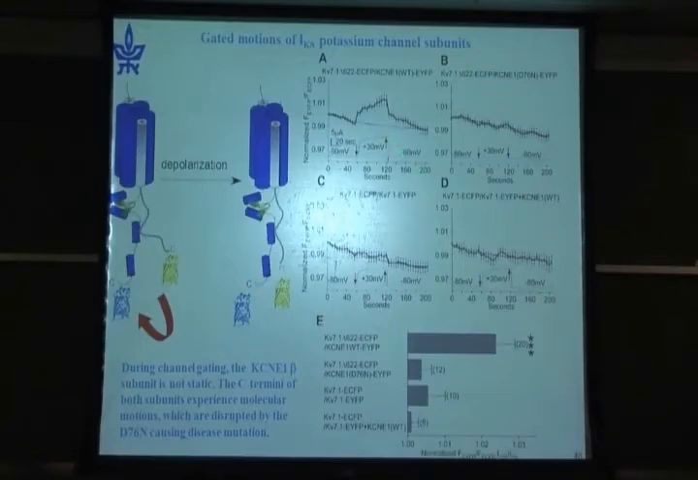Okay. So apparently, during channel gating, during depolarization, the beta subunit is not a kind of static subunit. It has some kind of motion. For example, other groups have claimed that maybe there is a kind of rotation of the beta subunit and motion of this beta subunit during gating. So using this dynamic FRET experiment, we found that the C termini of both subunits are experiencing molecular motion which is disrupted with this long QT mutation D76N, which is located in the C-terminus of the beta subunit.